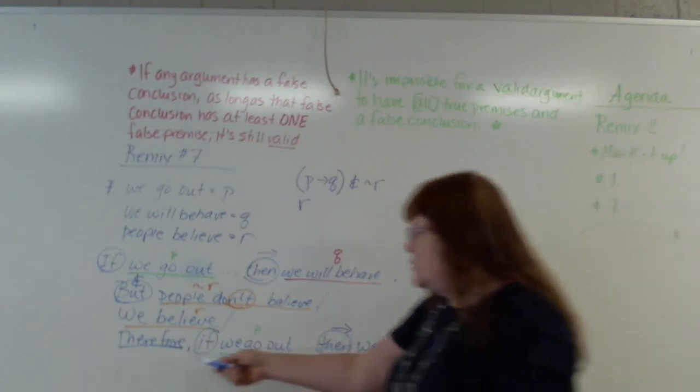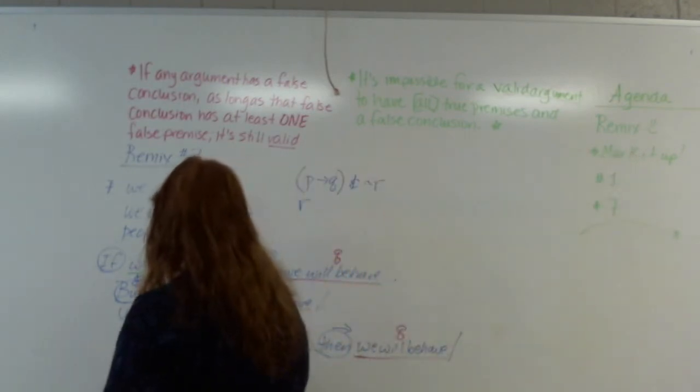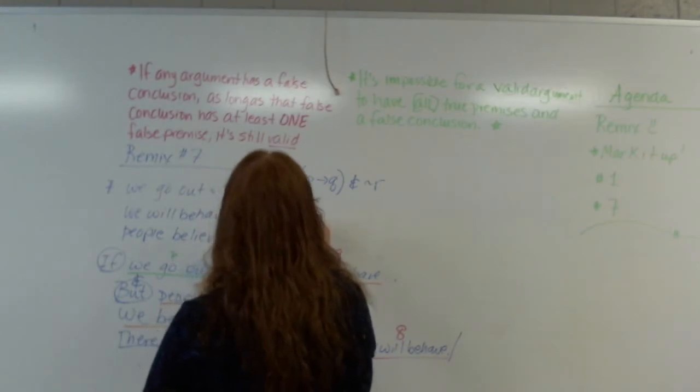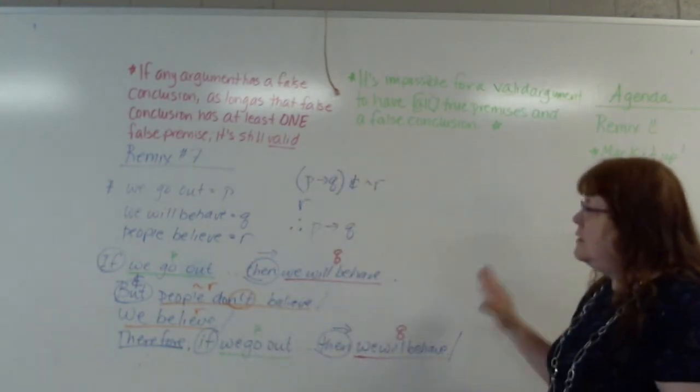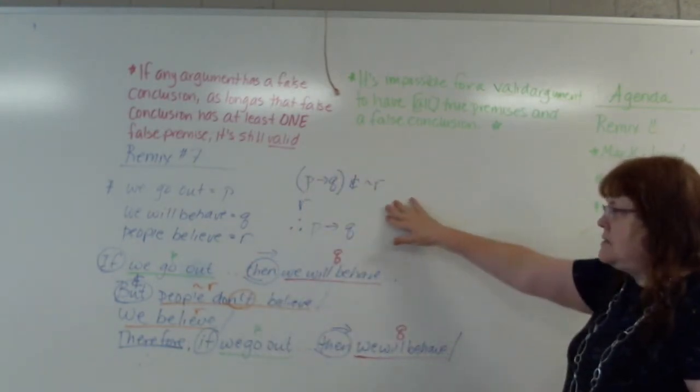Then I have my therefore, okay, my dot, dot, dot. If P, if we go out, then we will behave like lunatics, okay? So my whole argument is 3 lines, and it looks like that, okay?